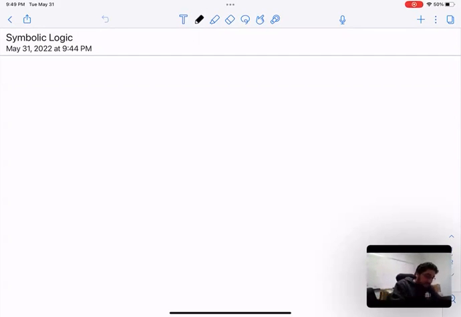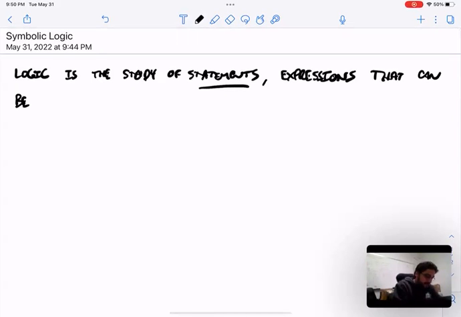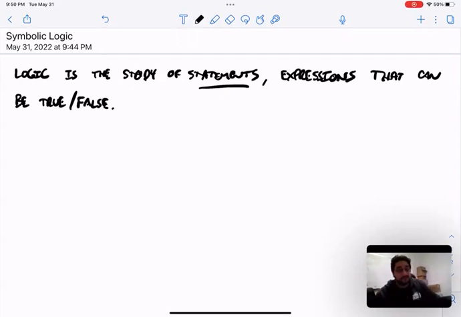Logic is essentially the study of statements, just to define it very broadly. And so we should say what a statement is. There are different ways to define it, but our definition of a statement is going to be expressions that can be true or false. We don't have to necessarily know if it's true or if it's false. It just has to be capable of being true or false.